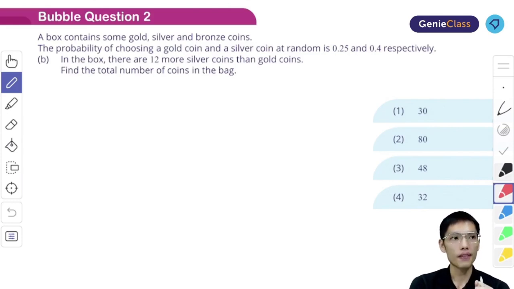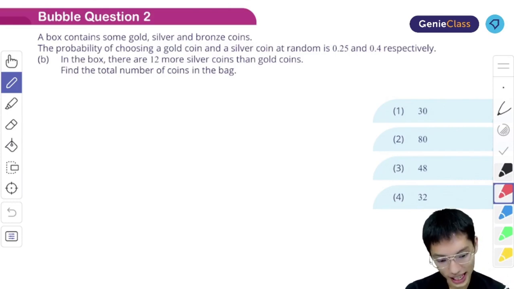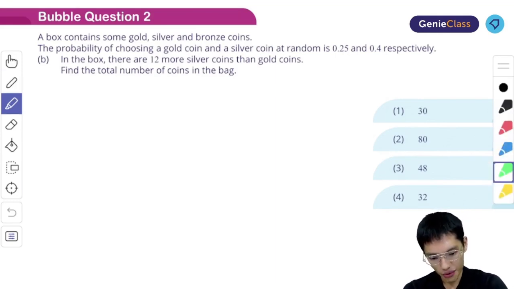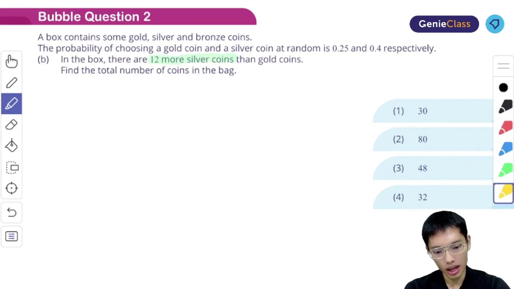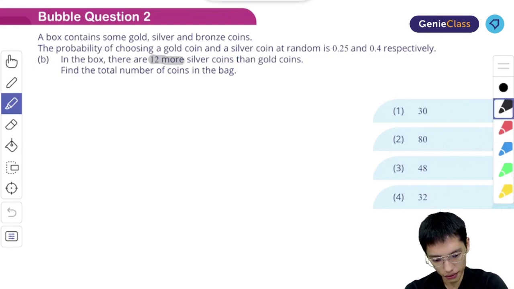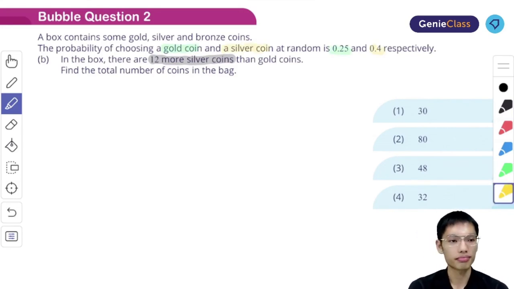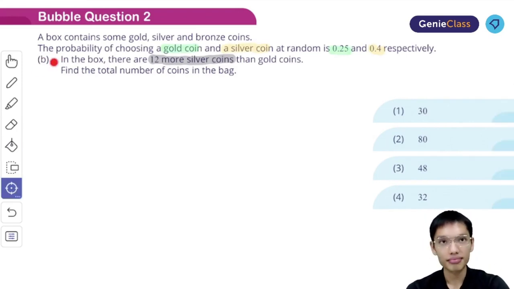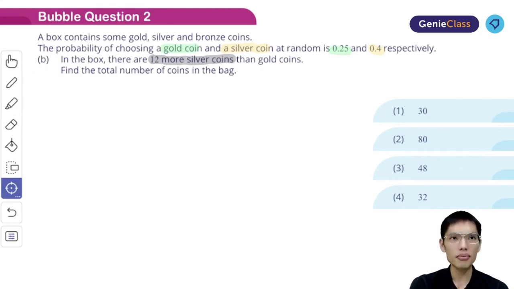So this question is a little bit harder in the sense that, how do I relate this information, silver coins, then gold coins? Let me use a different color. How do I relate this information to the ones shown here? Let me use the same highlighter. Gold coin, 0.25. Silver coin, 0.4. Now how do I relate all this information to B? Very important. Alright, launching my bubble launcher in 3, 2, 1.